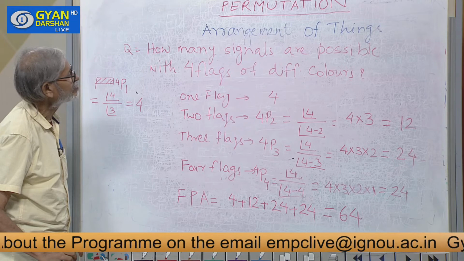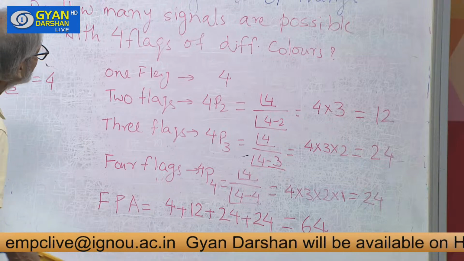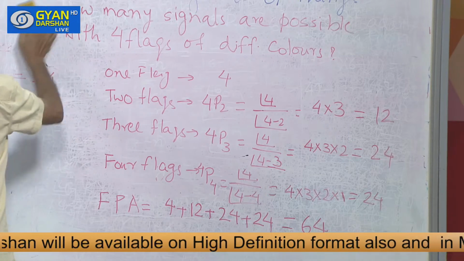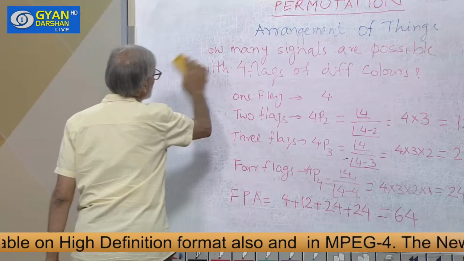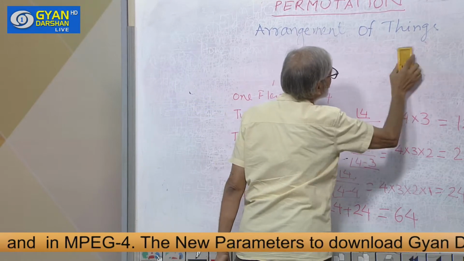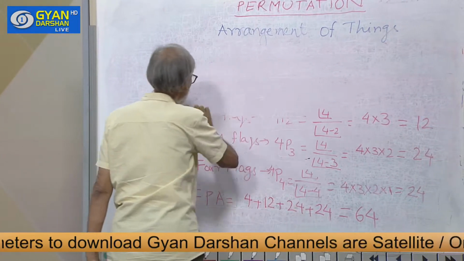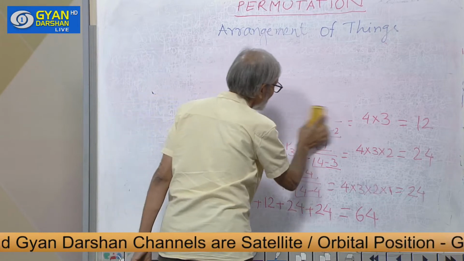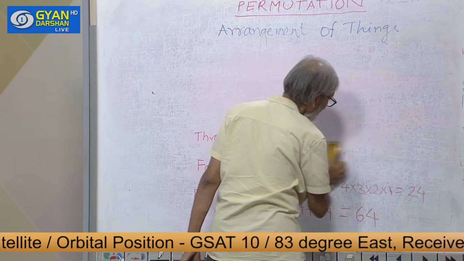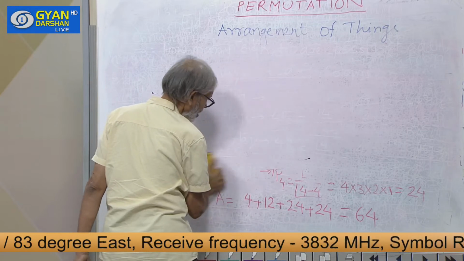So it is quite interesting mathematics. Now, let us take permutation when the things are not distinct, when all the things are not distinct. Then how do we solve?